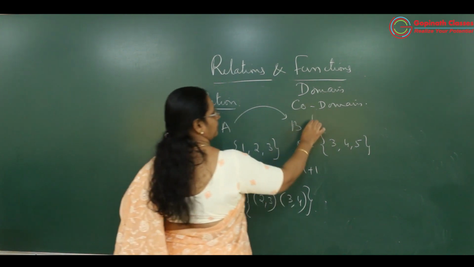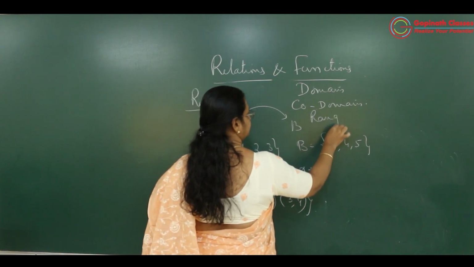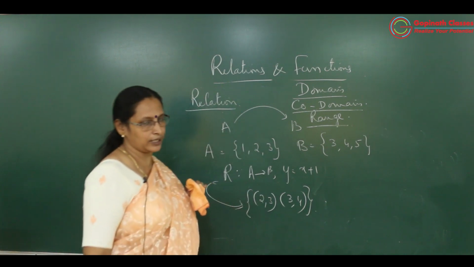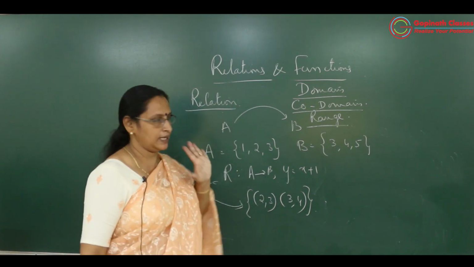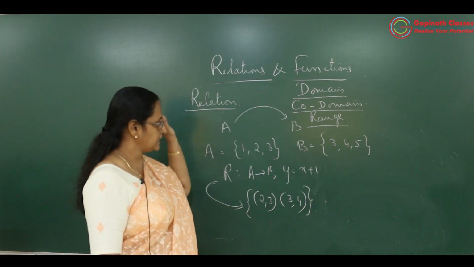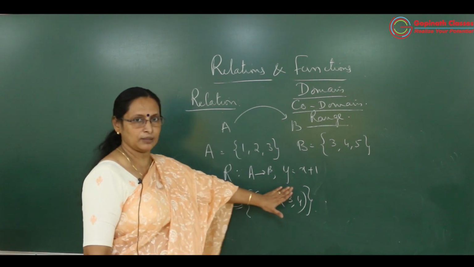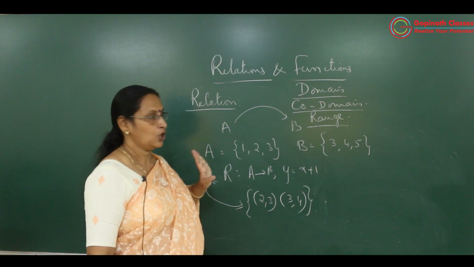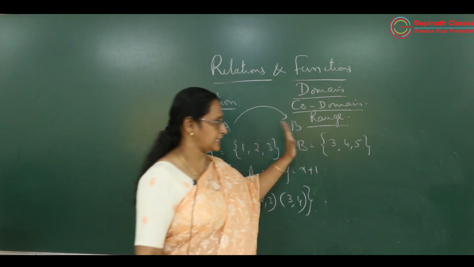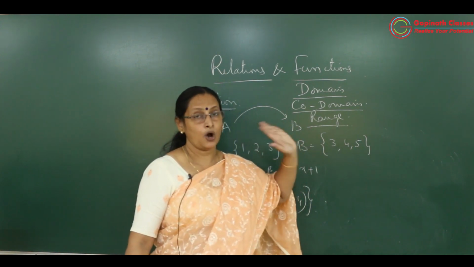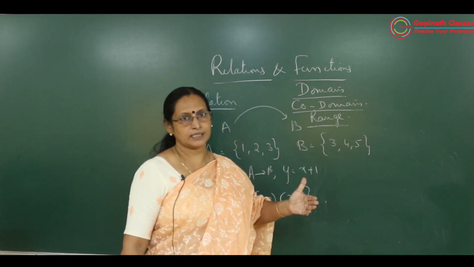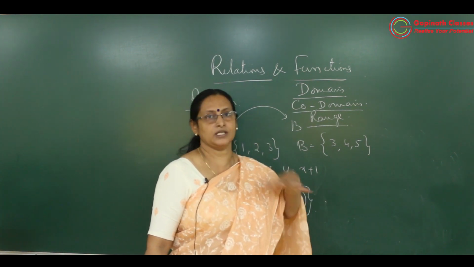Range. These are the three concepts. This definition you can learn from the textbook. What is it? I will explain. Domain is the set of elements in the relation, that is domain. Codomain is the second set, the complete second set. And the elements in the relation, that is range.